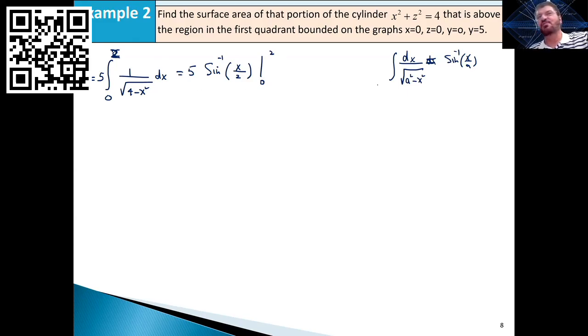You see, straightforward if we know this formula. And this is equal to 5 sine inverse. If I put 2 first, we get 1, minus 5 sine inverse 0. Sine inverse 0 is 0. Sine inverse 1, what is the theta that gives me 1? It's pi over 2. So this is 5 times pi over 2. So it's 5 pi over 2. This is the final answer.